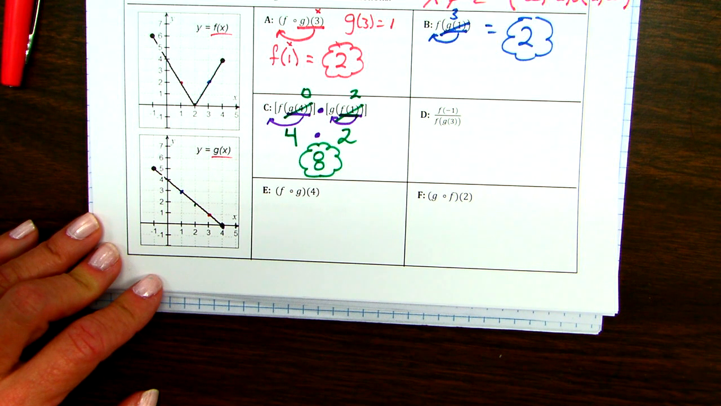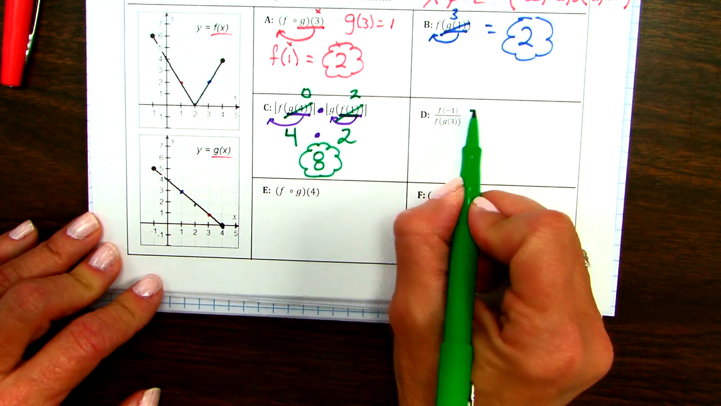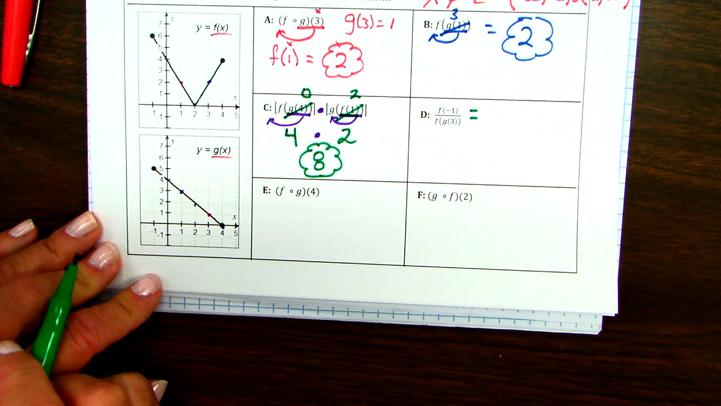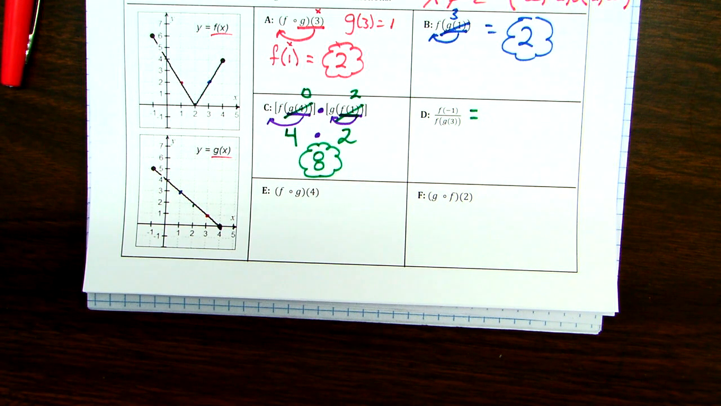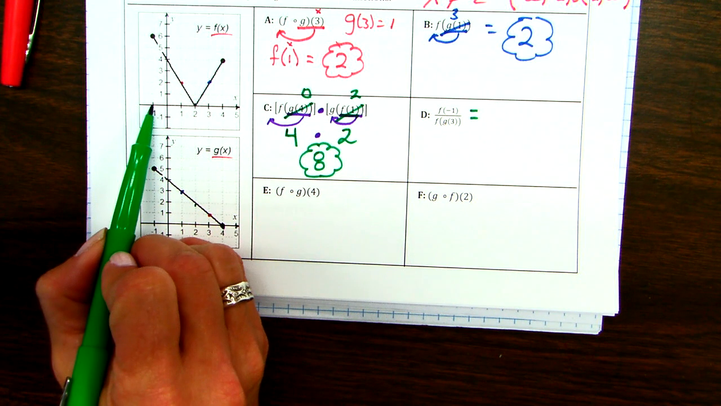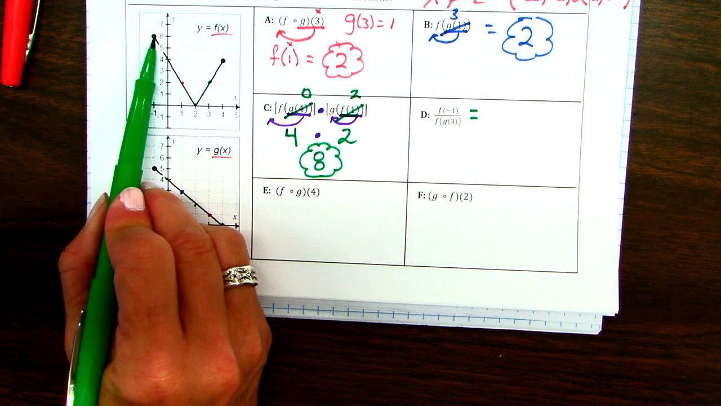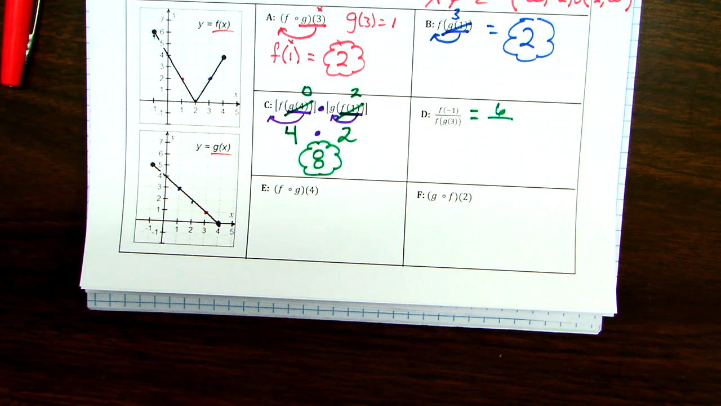Not point at the light bulb. All right, let's do another one. F of negative 1. That's just f of negative 1. So when x is negative 1, what is y? 6. My numerator is 6. That wasn't even composition of function. That's just what is y when x is negative 1.